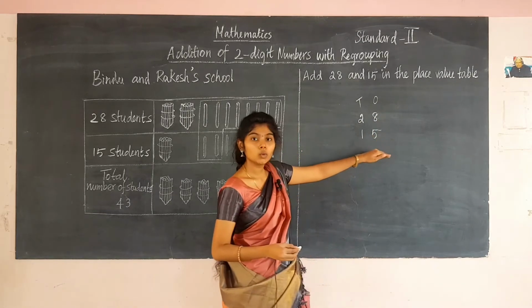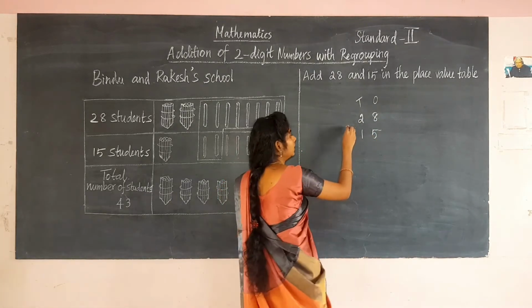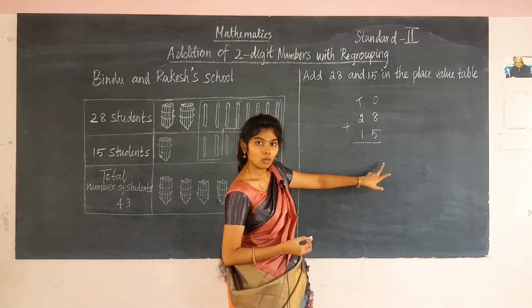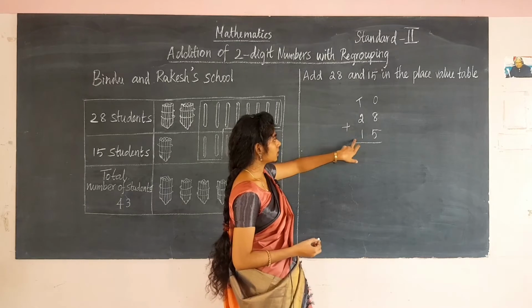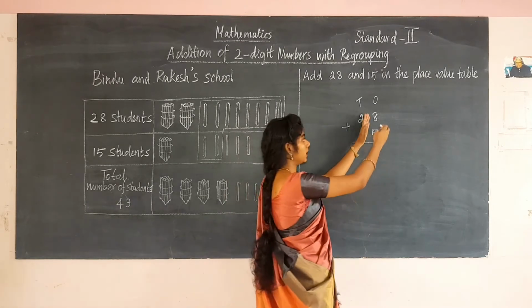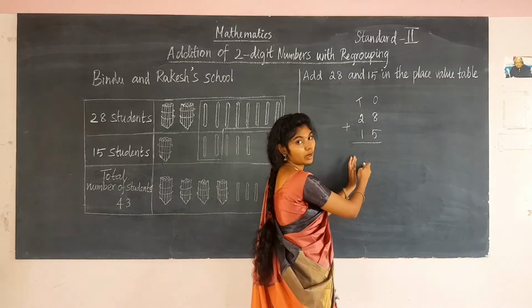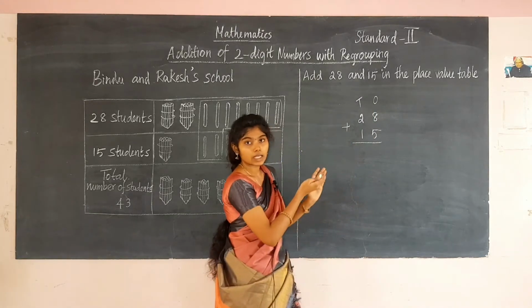Now you have to add these two numbers. First you have to add in the ones place, then in the tens place. First add the numbers in the ones place, and after that add the tens place numbers. You learned this in the last class.